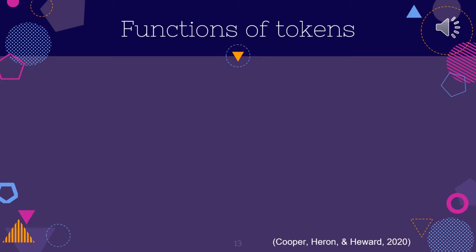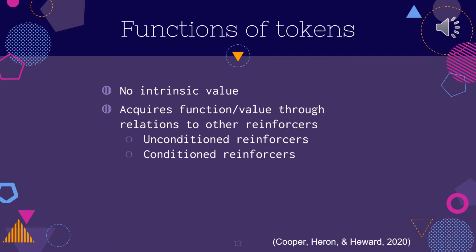Now let's take a look at the functions of the tokens. These tokens have no intrinsic value, meaning they are worth nothing to us at first. They, however, acquire their function or value through their relations to other reinforcers. As we've previously discussed, it is through their repeated pairing with other unconditioned or conditioned reinforcers that they gain their value or function. These functions can include reinforcing functions, punishing functions, discriminative functions, etc., all depending on the reinforcers that they are paired with. Tokens function in a token economy in several important ways.